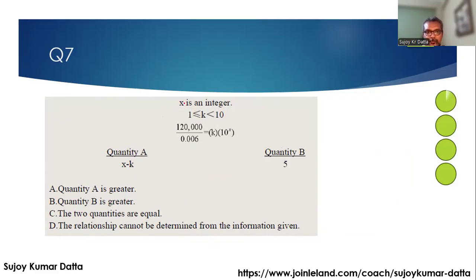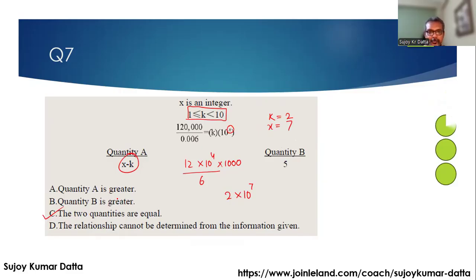Next. So k is an integer between 1 and 10. If you divide this, it's 112 times 10 to the power 4 divided by 6, and this will become 1000. So basically you have 2 times 10 to the power 7. Now they have said that k is a number between 1 and 10. So obviously the only option is 2, because if I take a 10, it becomes 20. So the value of k is 2, and here x is 7. So x minus k is 5. So the two quantities are equal. Right? So this was on exponents.